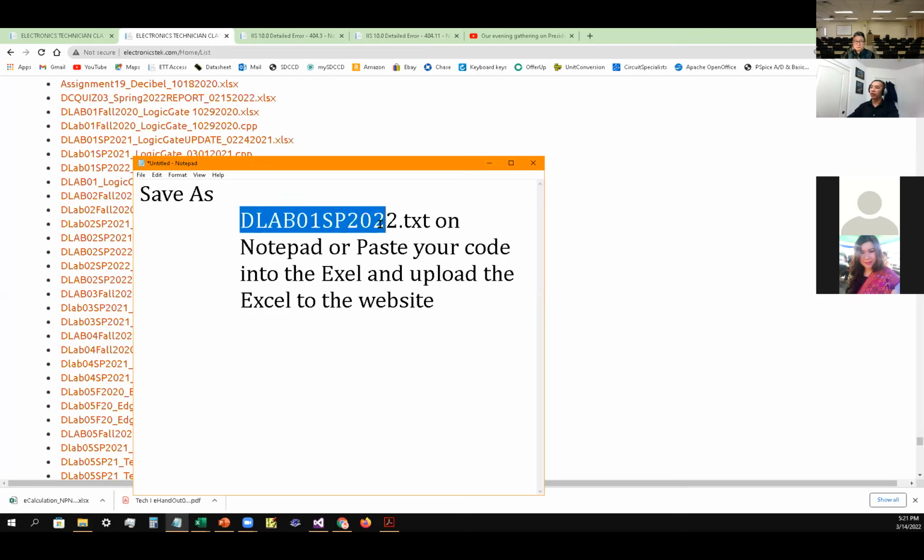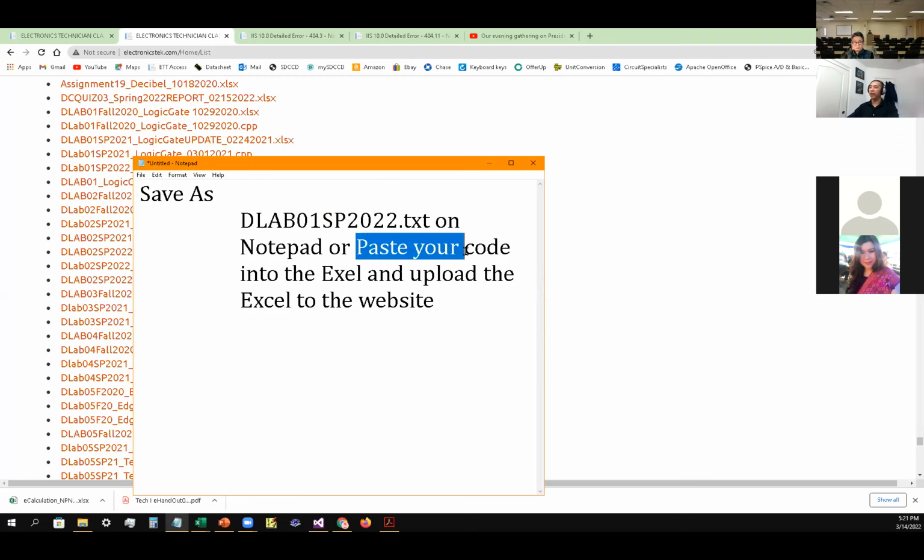You can go to Save As, and then put Calculation 01 SP 2022 for your first calculation, and then either NPN or PNP, and .txt, so that when I look at it, I know it's applied to the spring semester and whatever the program for the calculation is, and then I can give you credit. And make sure you save it in Notepad.